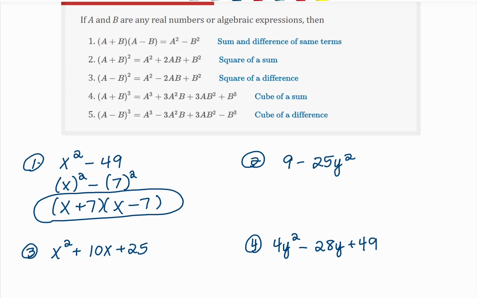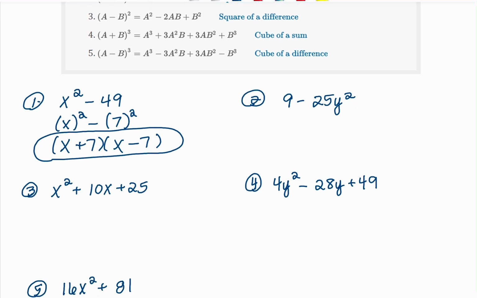So let's do another example here. The second one, you have a number being squared, you have a 3 being squared, and you have a 5y being squared, and you have subtraction. So you have met all three conditions. Once again, you're going to have two binomials. This 3 is going to go in the front of each of those binomials. So you're going to have a 3 and a 3. And then this 5y is going to go in the back of each of those binomials.